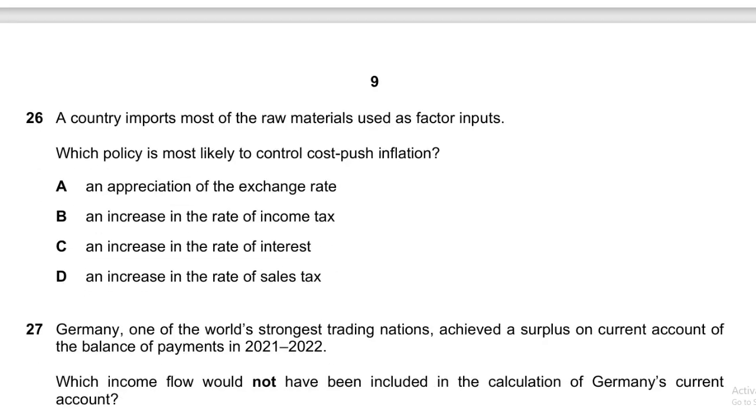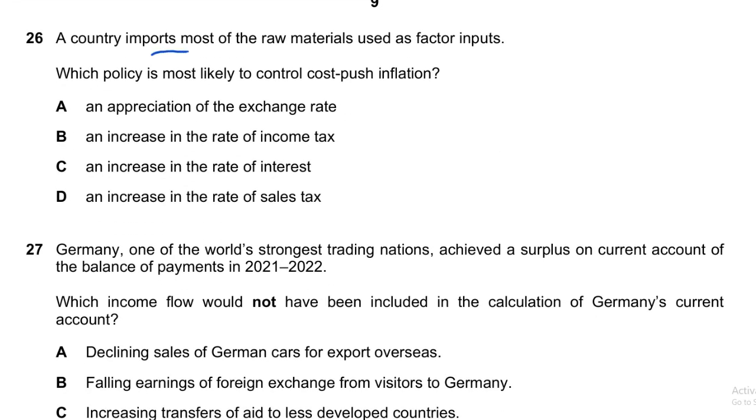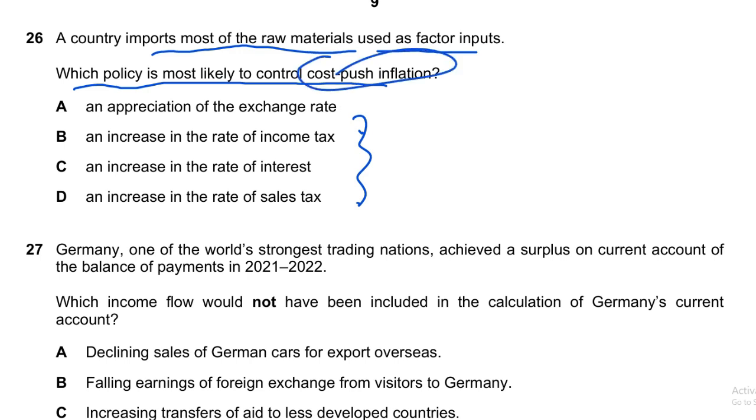Question number 26 says a country imports most of the raw material used as factor imports. Which policy is most likely to control cost push inflation? Right, cost push inflation is the kind of inflation which is caused by an increase in the cost of production. And which policy is most likely? It means all of the options can be correct, but one option is most likely to control cost push inflation.